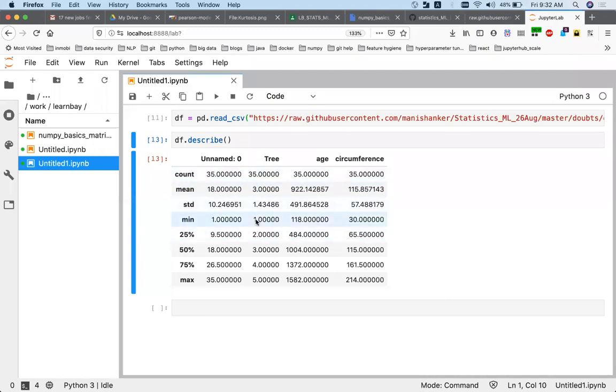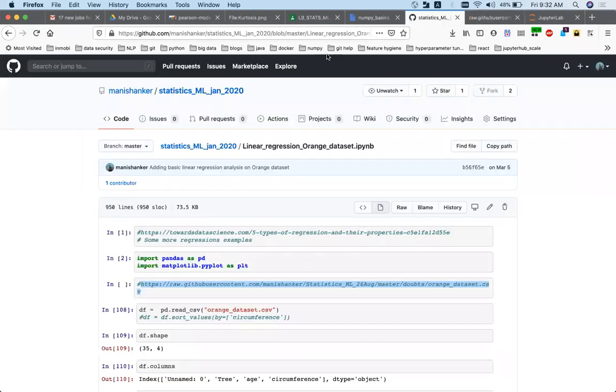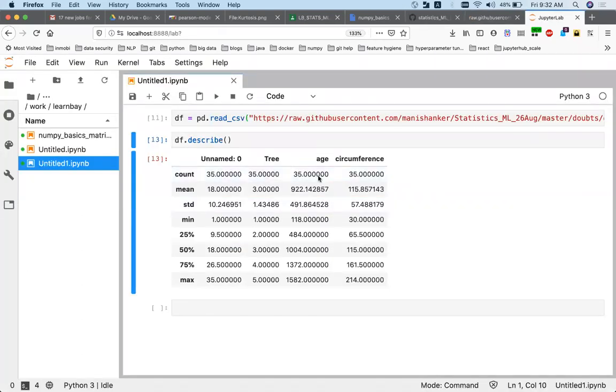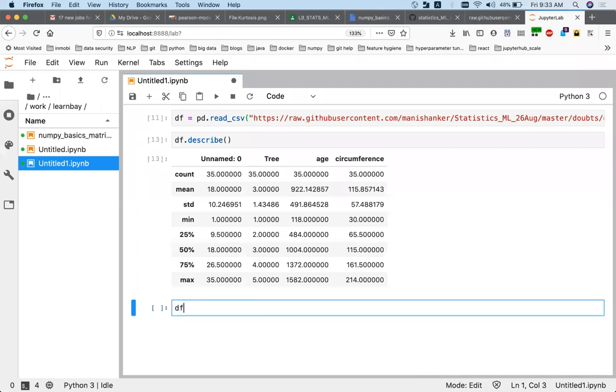So are there null values in the tree column? Fortunately, there are no null values in this data set, which is why all the counts are equal. If there is any null value, there will be a reduction in the count of that column. Okay, so you can also do df.isna.